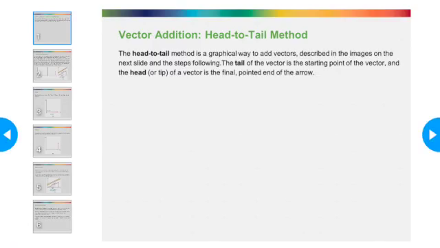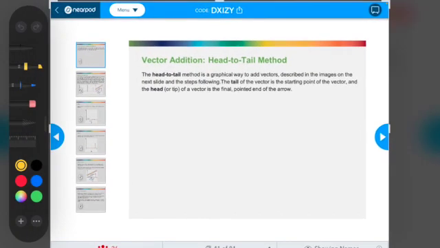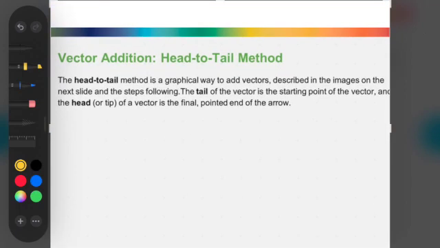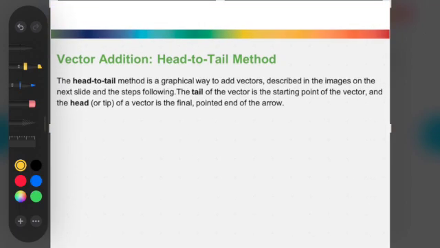So a couple things we want to write down here. I know it's not a writable slide, so give me a second, I'm going to pull up a screenshot here so I can write on it. So this is the graphical method we're going to use in this class, but there are other methods to do this graphically, but we're only going to really talk about this one. This is the head to tail method. Just that the head to tail method is the graphical way to add vectors.